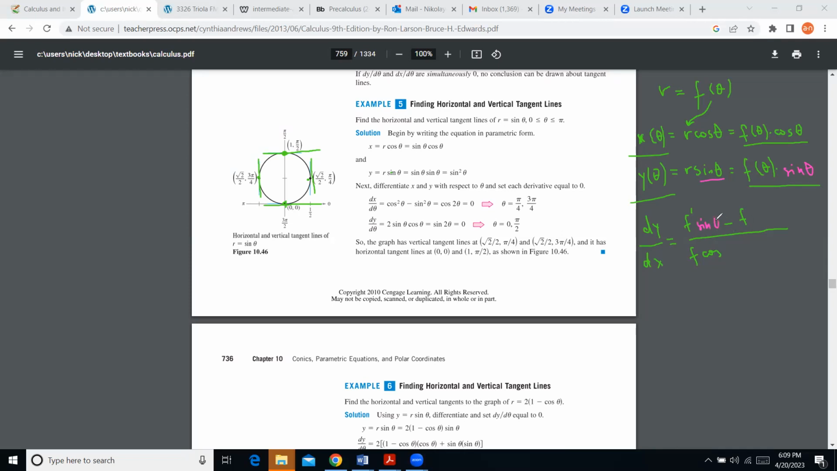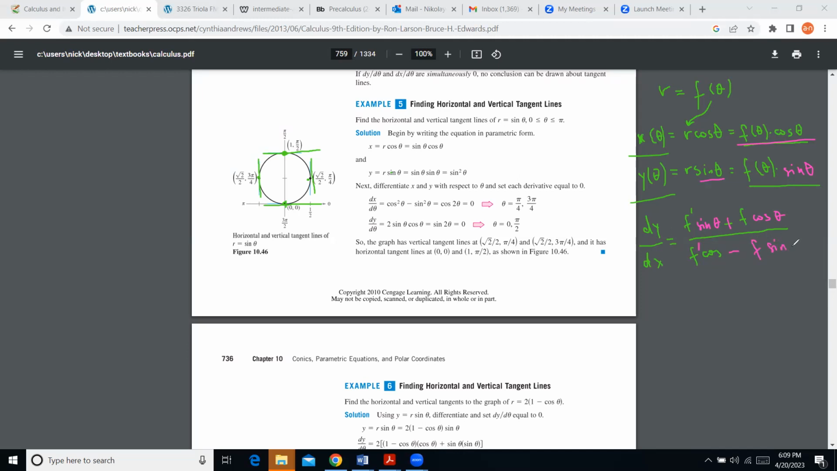I'll put theta. And then minus actual derivative of sine is cosine, so it's going to be plus f times cosine. So that's my numerator. And then for denominator, I take derivative of x. So it's again derivative of f times cosine, and then derivative of cosine is negative sine, so it'll be minus f times sine.